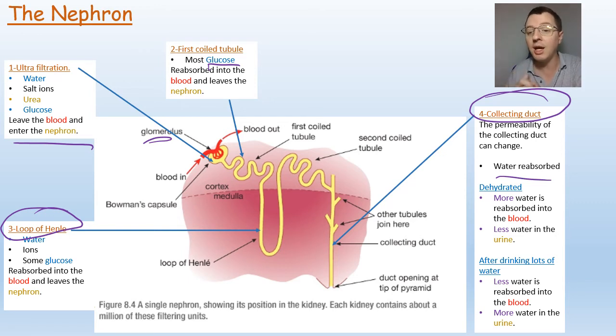The job of the collecting duct is to reabsorb water. Now, if you're dehydrated, more water will be reabsorbed into the blood, so you will have less water entering the urine that's stored in the bladder. But if you've been drinking a lot of water, then less water will be reabsorbed into the blood in the collecting duct. So that means more water will pass down the collecting duct and go into the urine.